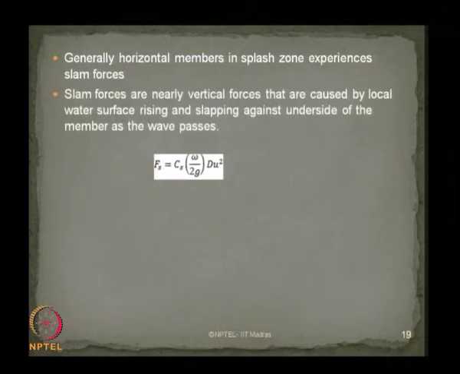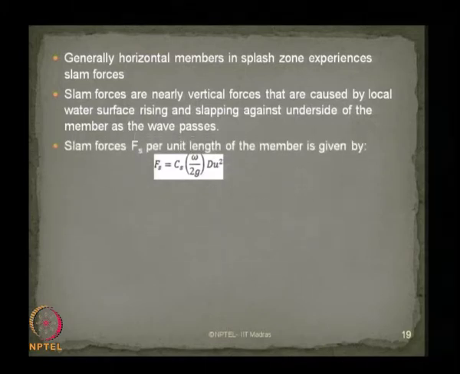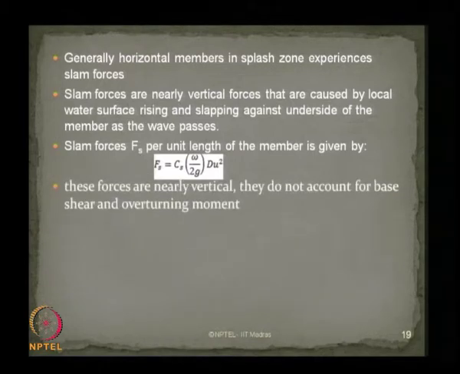If you look at horizontal members in the splash zone, they experience very high slam forces. Slam forces are nearly vertical forces that are caused by a local water body or rising water surface slapping against the underside of the member as the wave passes. The slam force per unit length, indicated as F suffix s, is given by the following equation you now see on your screen. These forces are nearly vertical and they do not account for base shear and overturning moment. So, very importantly, slam forces are almost vertical.